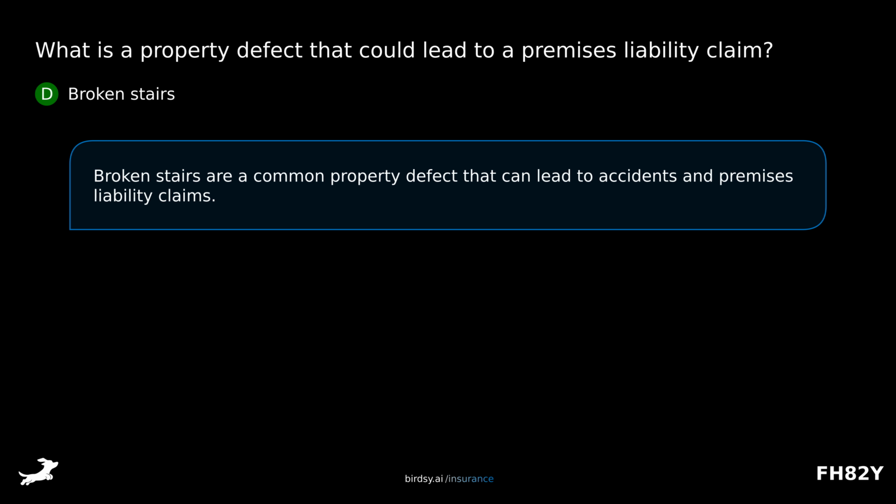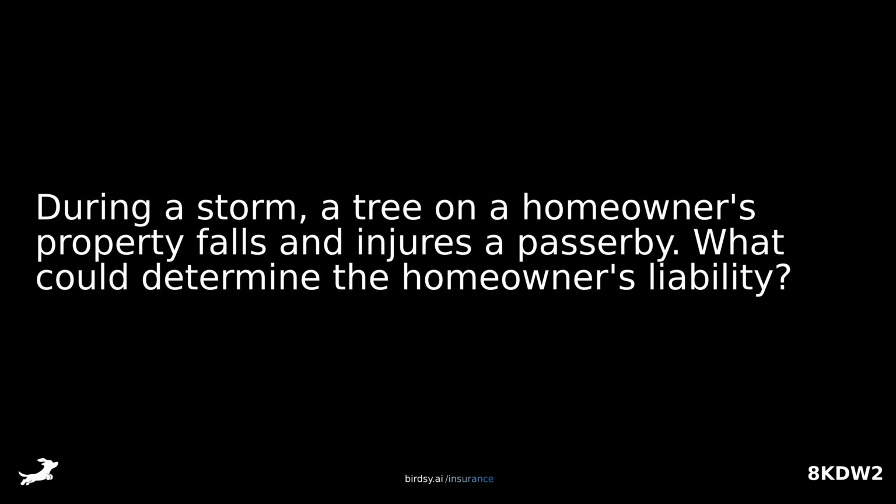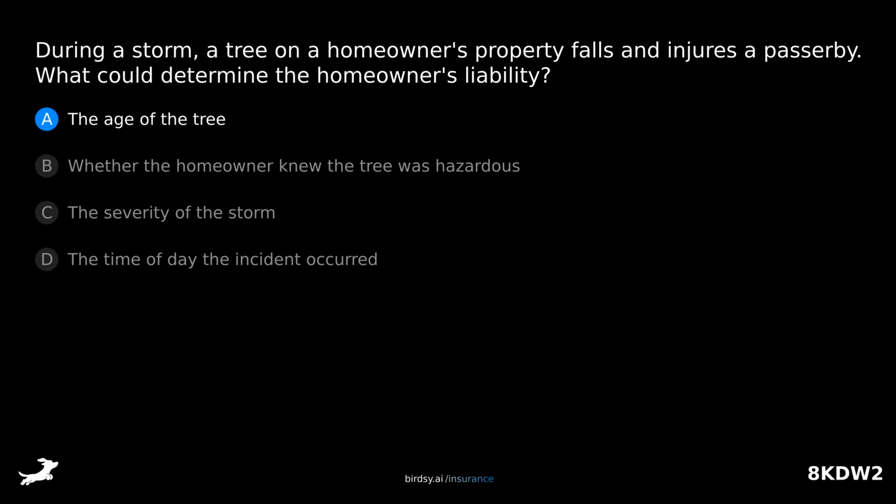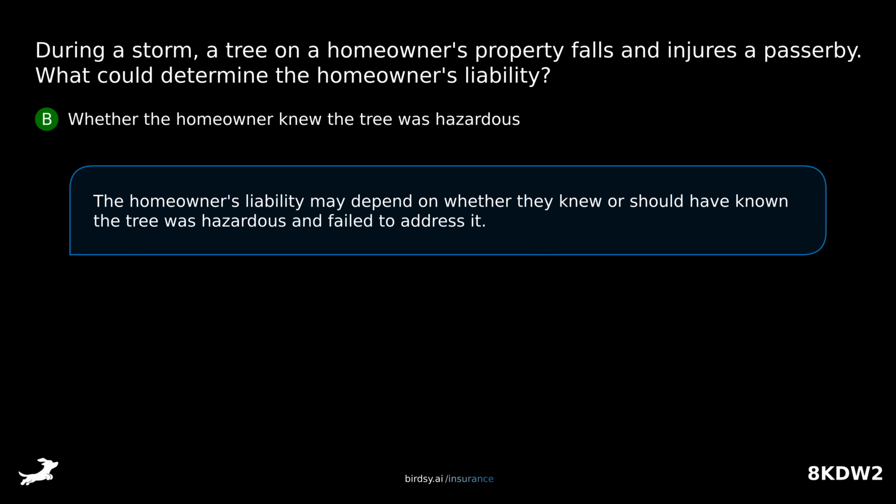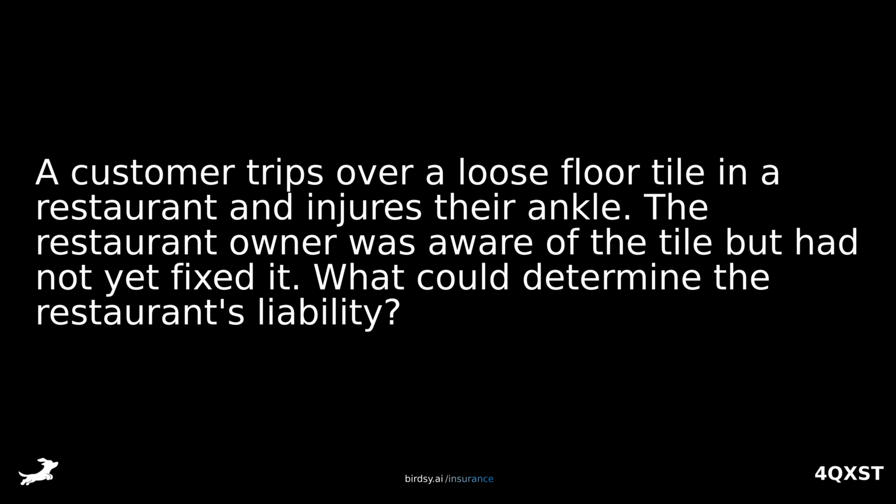During a storm, a tree on a homeowner's property falls and injures a passerby. What could determine the homeowner's liability? Is it A, the age of the tree, B, whether the homeowner knew the tree was hazardous, C, the severity of the storm, or D, the time of day the incident occurred? The answer is B, whether the homeowner knew the tree was hazardous. The homeowner's liability may depend on whether they knew or should have known the tree was hazardous and failed to address it.